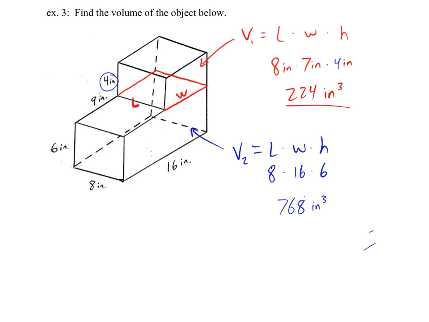I didn't want to confuse people, but maybe I just made it worse. So, all right. So now we have this one. Total volume. We take those two numbers and add them together. So 768 plus 224. And you guys said it was what again? 992. Okay, perfect. 992 inches cubed.